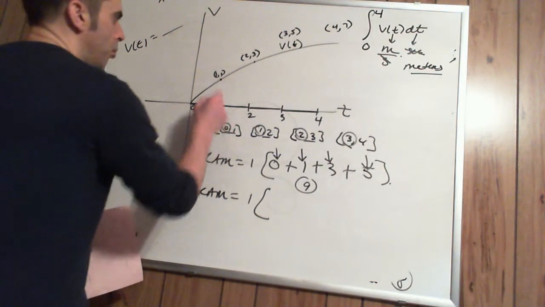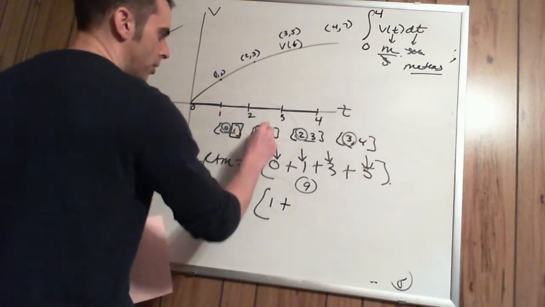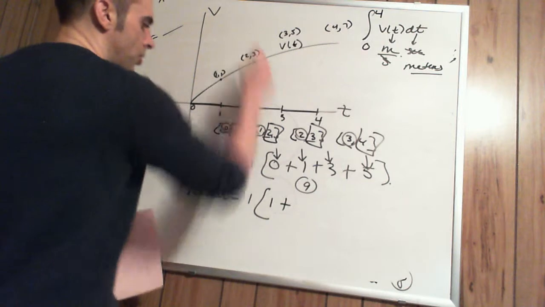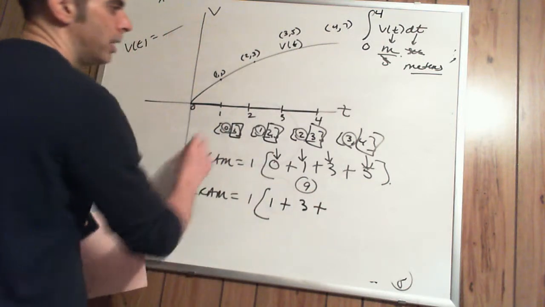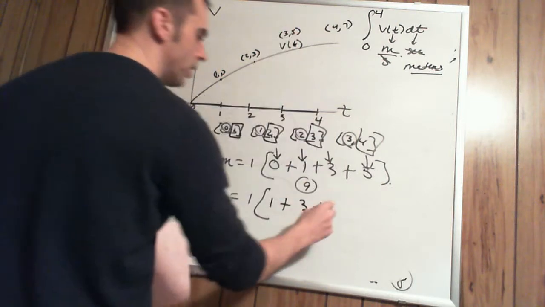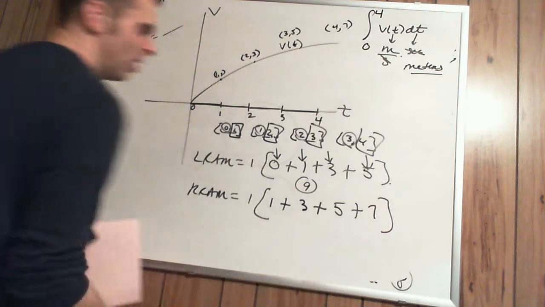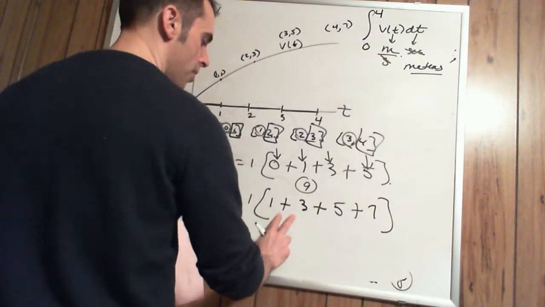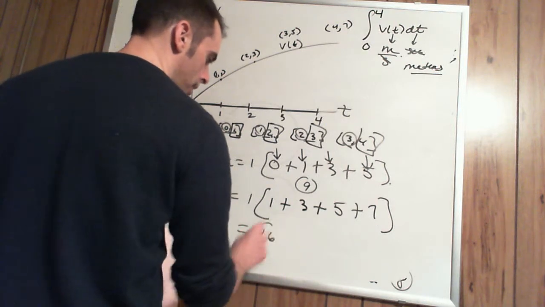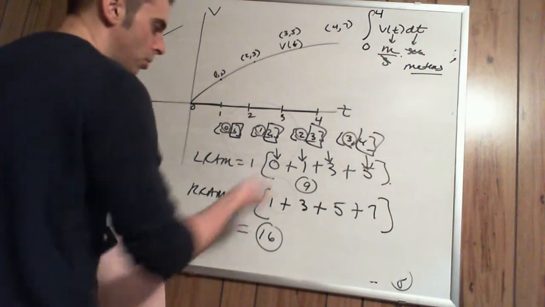So if I take 1, put it in, I get 1. I'm taking the right endpoints now, so I'll box these. So when x is 1, y is 1. When x is 2, y is 3. When x is 3, y is 5. And when x is 4, y is 7. So then I'll get here 1 plus 3 is 4, and 5 is 9, plus 7 is what then? 16. So pretty big over approximation, just as the other was maybe an under approximation.